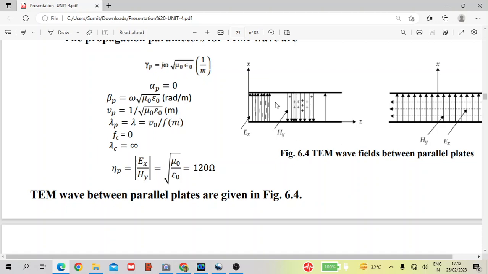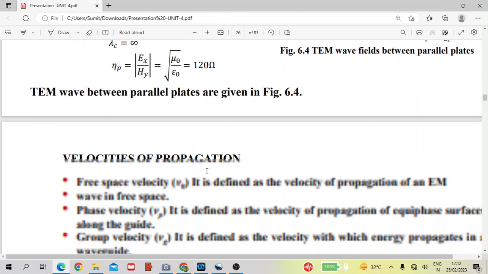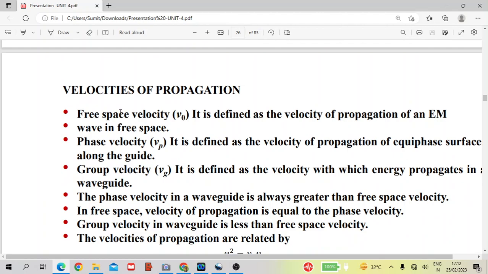So a TEM wave between parallel plates is given in figure 6.4. So this is a TEM wave between parallel plates. But remember, in a waveguide which is bounded on all sides, TEM cannot exist, as we have seen before. Now, what is the velocity of propagation? For free space it is defined as the velocity of propagation of the EM wave. This V0, Vp is the phase velocity. Group velocity is the velocity with which energy propagates, and phase velocity is the velocity with which the equiphase surface propagates along the guide.